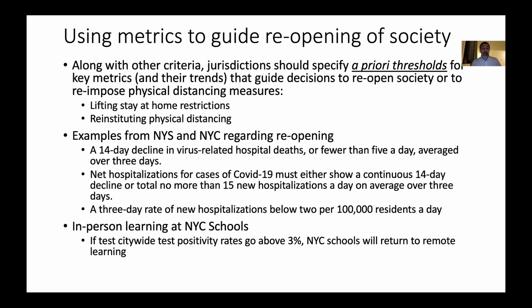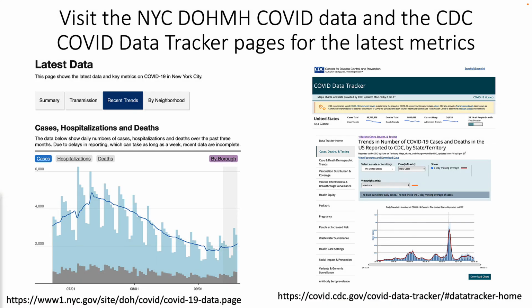So some examples of some of the metrics that New York State and New York City were using are listed here. A 14-day decline in virus-related hospitalizations or deaths, or fewer than 5 a day averaged over 3 days, would allow certain areas of New York to move forward to different stages of their reopening process. For the latest trends, you can go to the city website for their latest data on their COVID-19 data page shown on the left here. And for national data and metrics, you can go to the CDC's COVID data tracker.